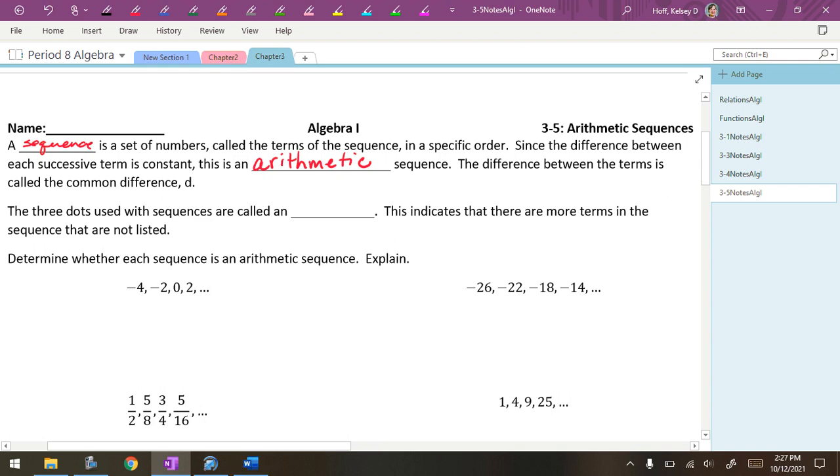Here you go. Here's a little ELA for you. The three dots used with sequences is called an ellipsis. Nicely done. Ellipses. E-L-L-I-P-S-I-S, I think is how you spell it. That's not really something you have to know for math, but it does mean something. This indicates that there are more terms in the sequence that are not listed. It's basically a way of saying this never ends. It goes on and on forever.